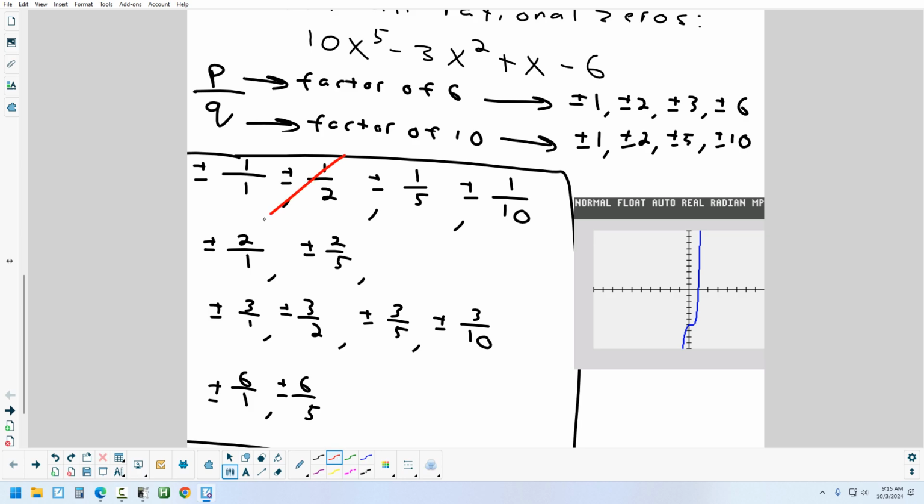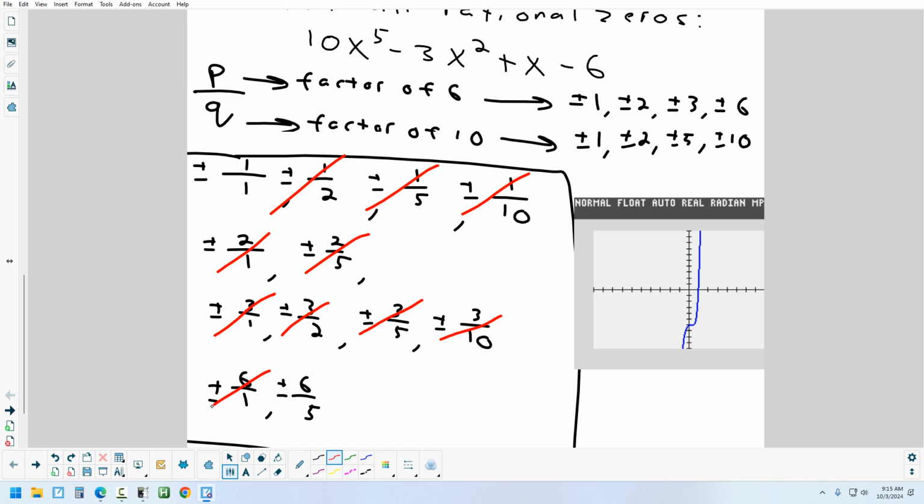Does it look like it goes through positive or negative 1/5? No. Positive or negative 1/10? No. Positive or negative 2? No. 2/5, that's 0.4. No. Positive or negative 3? Definitely not, that's way too far away. 1.5? No. 0.6? No. Not really. I wouldn't say it's that close to 0.6. 0.3? No. 6? No way.